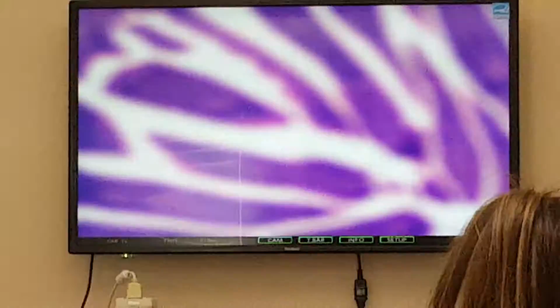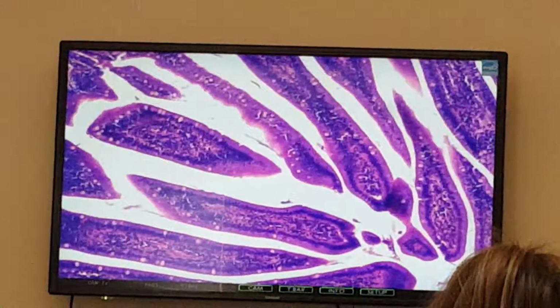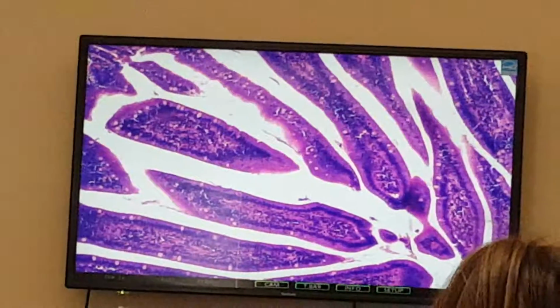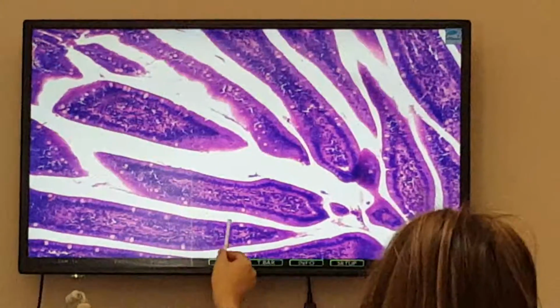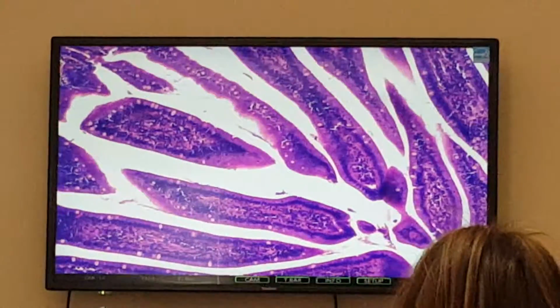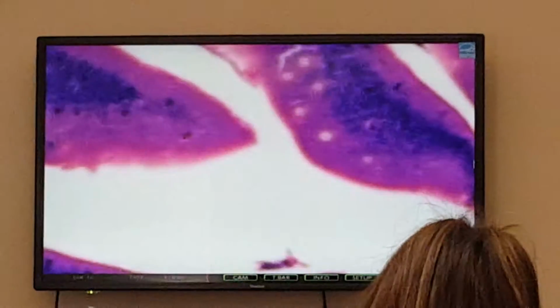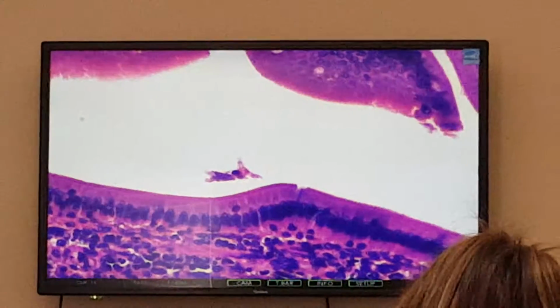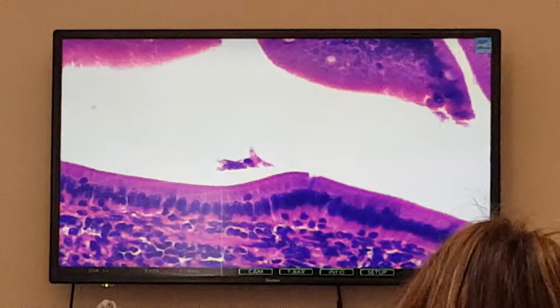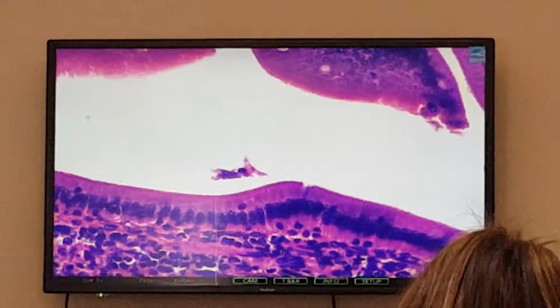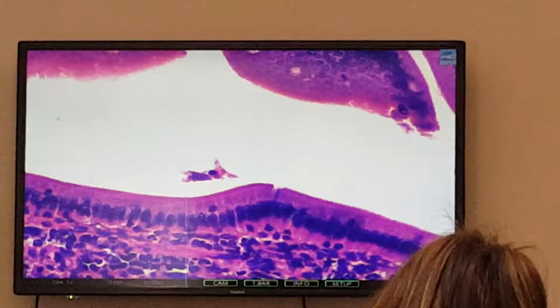Let's look at the villi a little bit closer. Oh, this is a prettier epithelium. You see the simple columnar epithelium with goblet cells. Can you make out this brush border here? Yes, that's characteristic of the small intestine. It increases surface area for absorption.